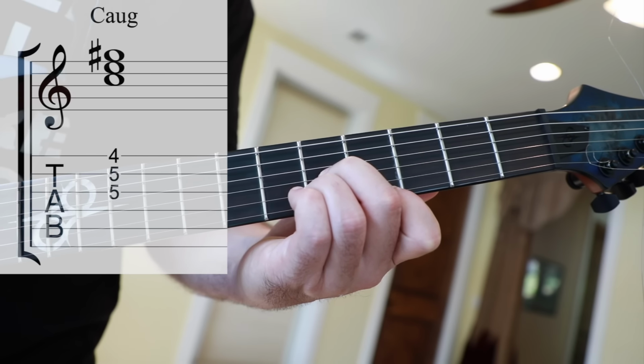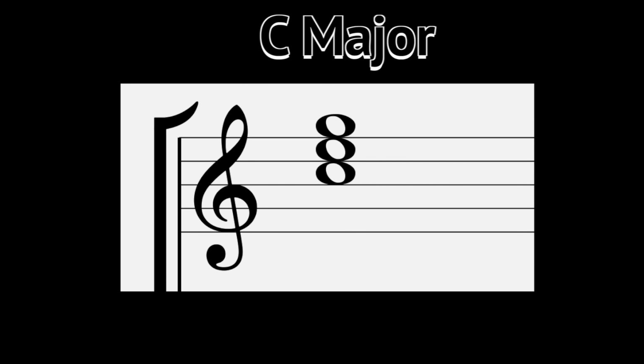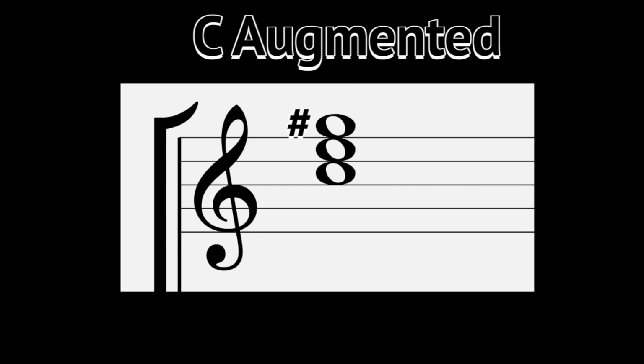And finally, we have the augmented chord. A very creepy sound used in horror movies. Just raise the fifth of a major chord to score an augmented triad. You can hear this chord in Richard Wagner's Ride of the Valkyries.